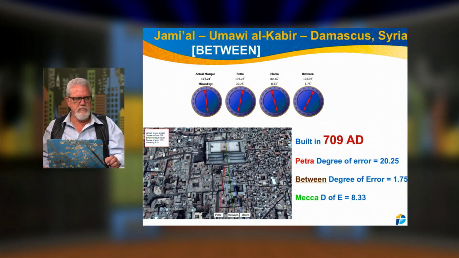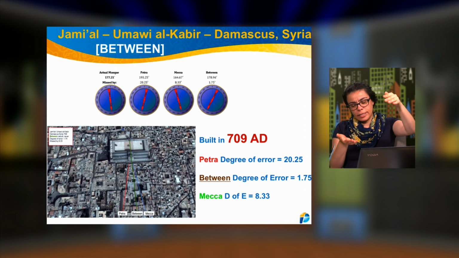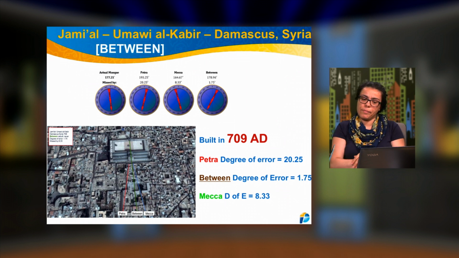Now we are in 709 in a place called Syria, Damascus. We are looking at the Jami al-Umayyi al-Kabir. As I said, it's built in 709, and it is facing towards Petra. Oh, sorry. It's in between. It's not Petra, not Mecca. It's somewhere in the middle. It's off Petra by 20 degrees. It's off Mecca by 8 degrees, and it's 1.75. So that's fascinating, because this is the second one we've seen of this in-between Qibla.